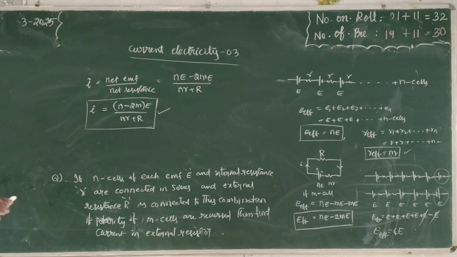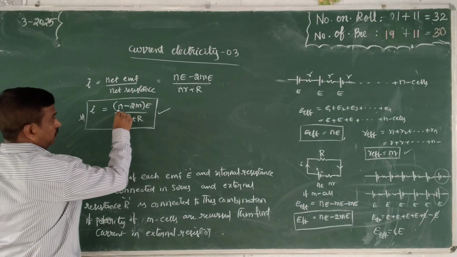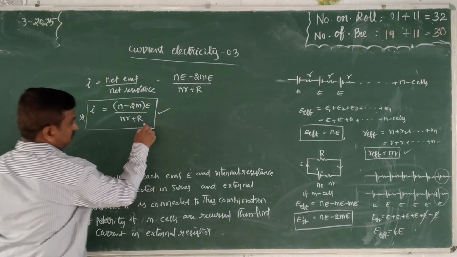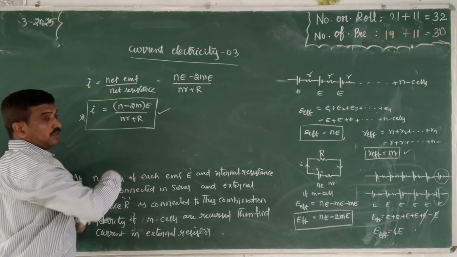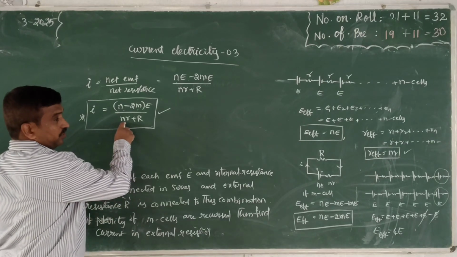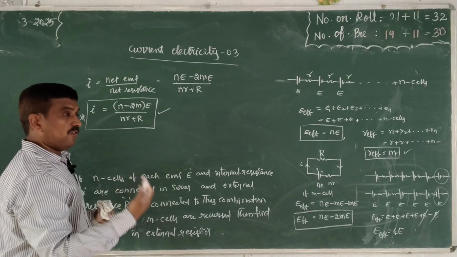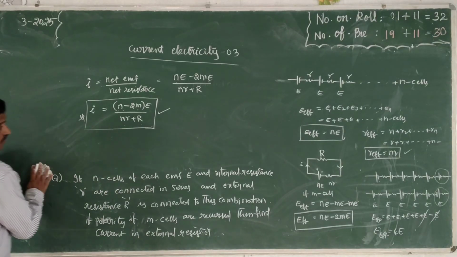If N cells are connected in series with an external resistance connected to the combination, and the polarity of M cells is reversed, what is the current in the circuit? The formula shortcut is I equals (N minus 2M) times E by NR plus R. Here N means cells connected in series, M means the number of cells whose polarity is reversed, NR is the effective internal resistance, capital R is the external resistance, and E is the EMF of each cell. This is the solution.